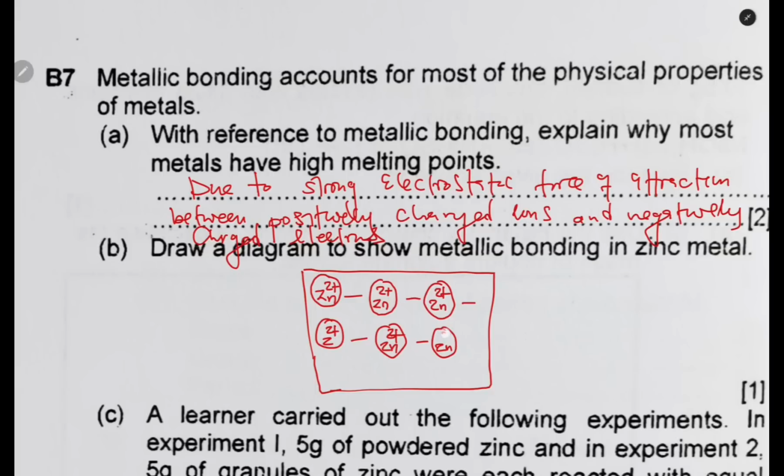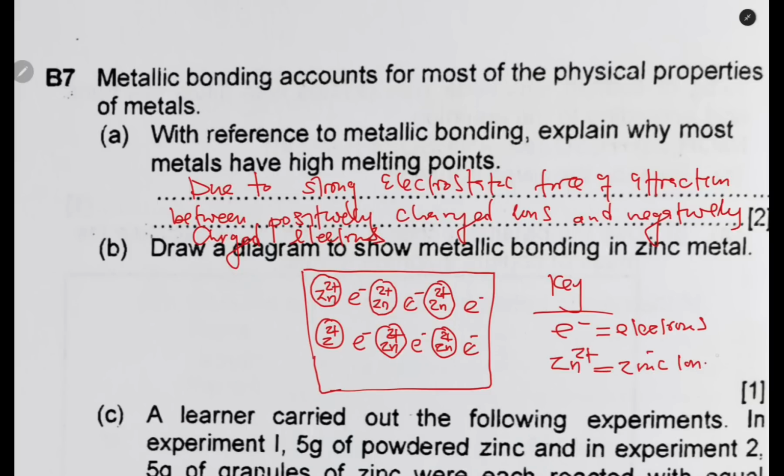We have zinc. So you can draw something like that. Electrons, you can just put E with negative if you want. So electrons are delocalized. The electrons that are lost are delocalized, or they are freely moving. You can even put a key where you say E to represent what? Electrons. Then Zn with 2 plus represents zinc ion.